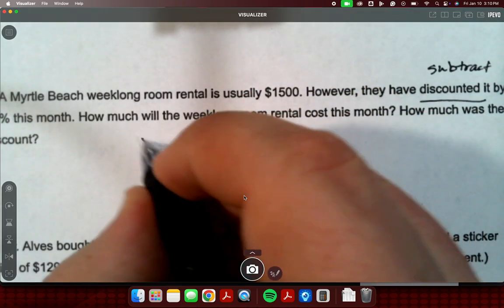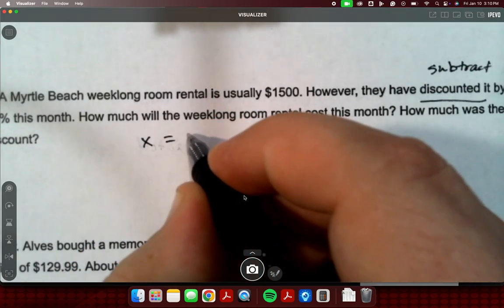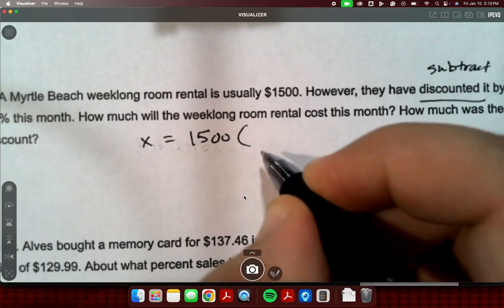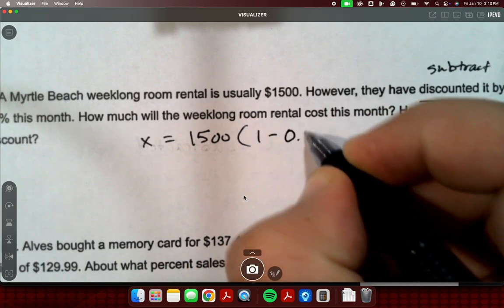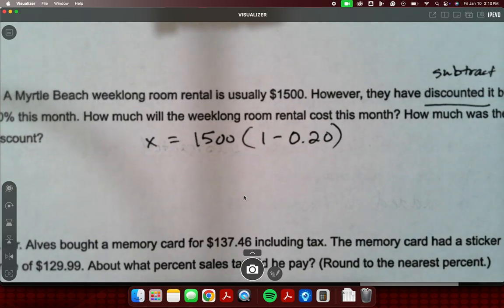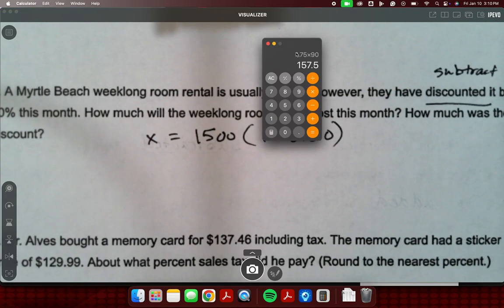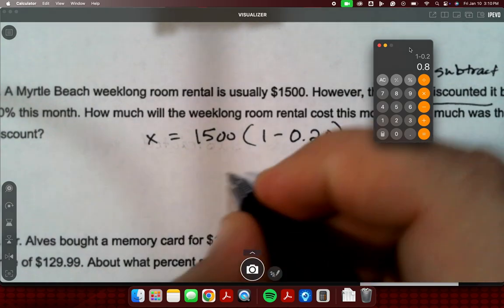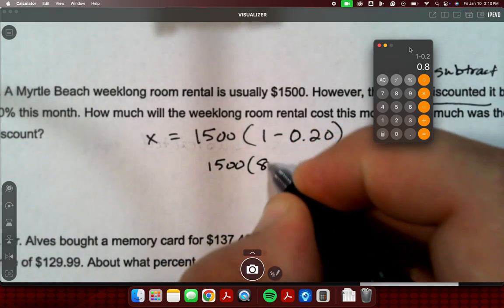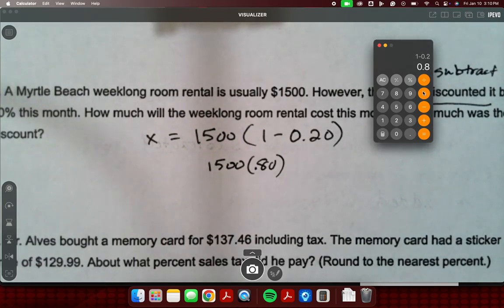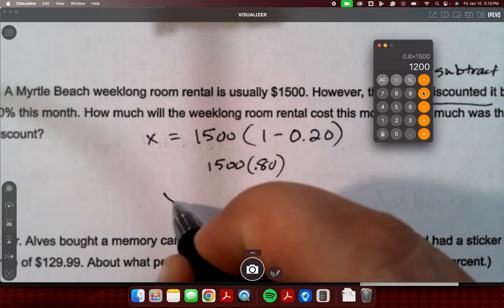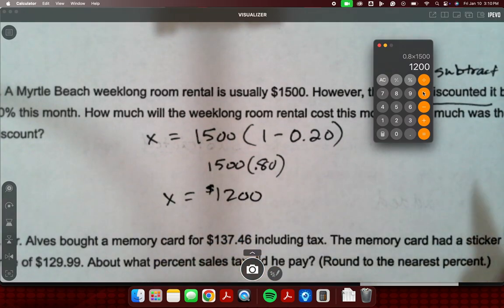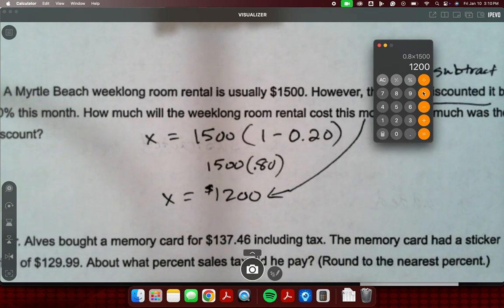So to find the new price with a discount, we take the original price, we do 1 minus 0.20. So I'll do 1 minus 0.2. I get 0.8. So I'm going to do 1,500 times 0.8. So the sale price that week is $1,200. That's how much the rental cost is this month.